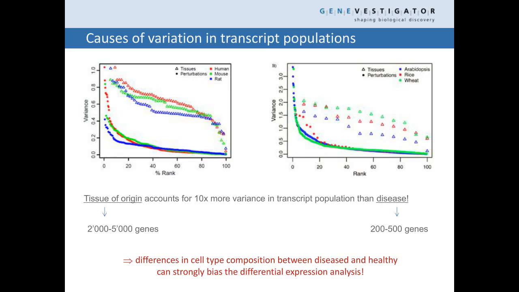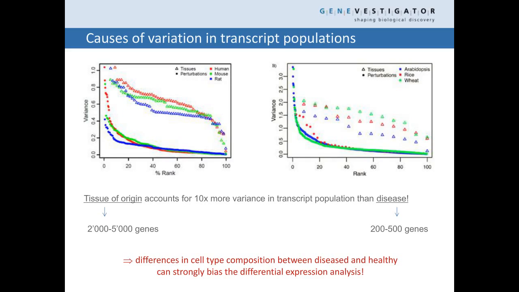And what you see here is that the difference in transcriptome population is about 10 times higher if you compare any given tissue against the average of all tissues than the effect that you would see if you have a disease against the healthy controls. So comparing different tissue types, you may have differences in genes being expressed of 2,000 to 5,000 genes, whereas between a diseased and a healthy control, if it is well done, you would rather have a few hundred genes that are regulated.